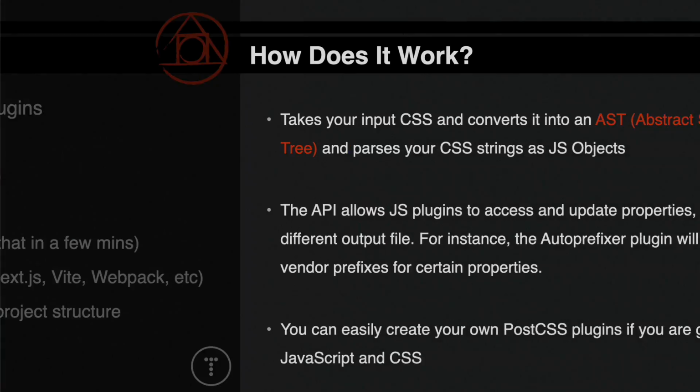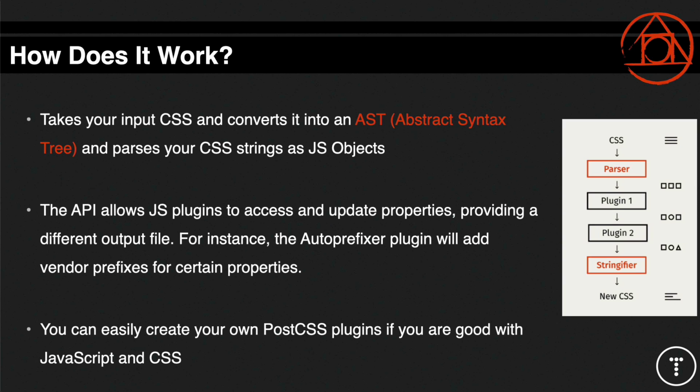Now, just a little bit more on how PostCSS actually works. It takes a CSS file and converts it into something called an AST, or an abstract syntax tree, which is a structured tree of nodes that parses strings of CSS and then represents them with JavaScript objects. Then PostCSS has an API which allows JavaScript plugins to access that AST and then update properties and provide a different output for your CSS. So this allows you to add things like vendor prefixes or whatever you want your plugins to do.